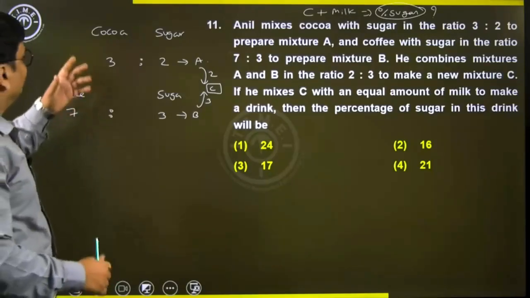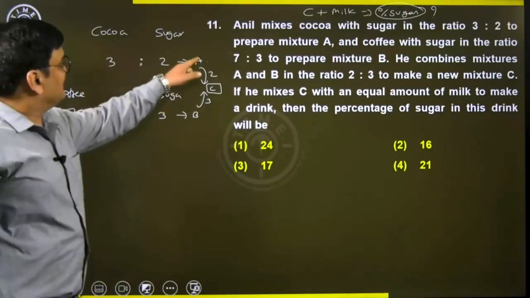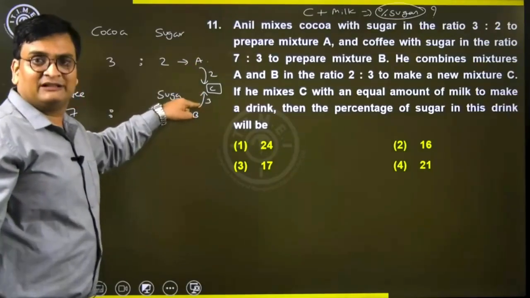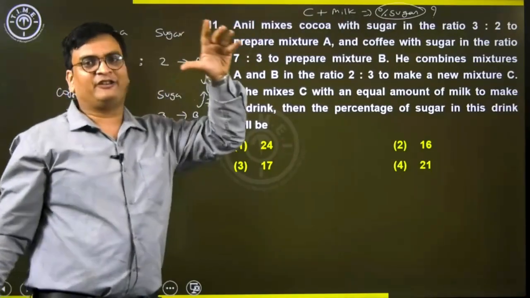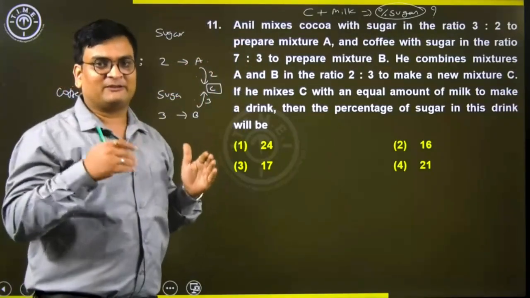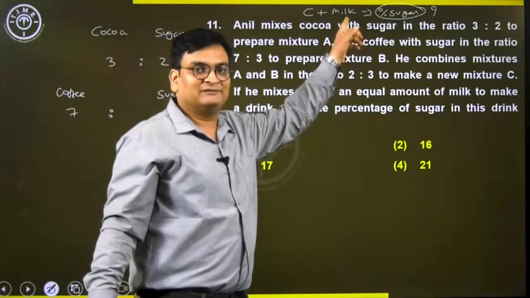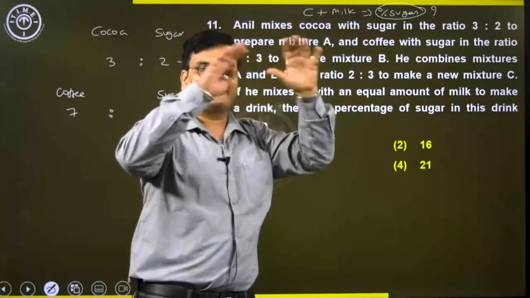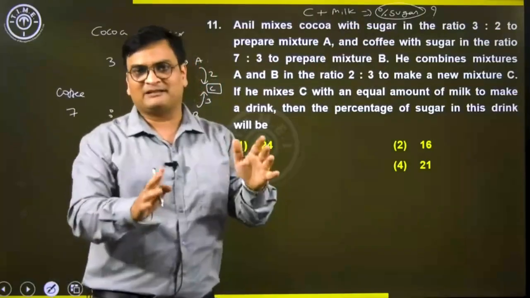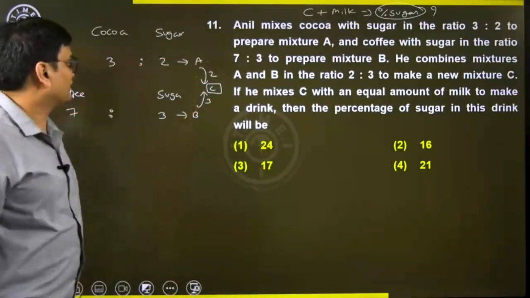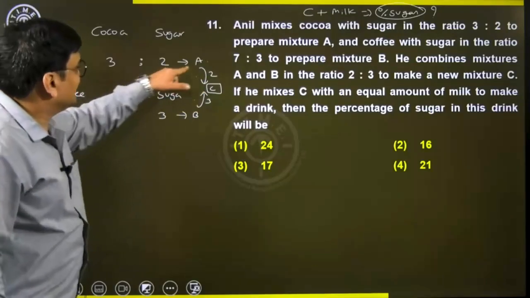So let's think of ways to solve this. Ultimately, I am mixing A and B in the ratio 2:3, so 2 parts and 3 parts, so that I get 5 parts of C, in volume terms. I am mixing that with 5 parts of milk, equal volumes, getting 10 parts of a solution. In that solution, what will be the percentage of sugar?